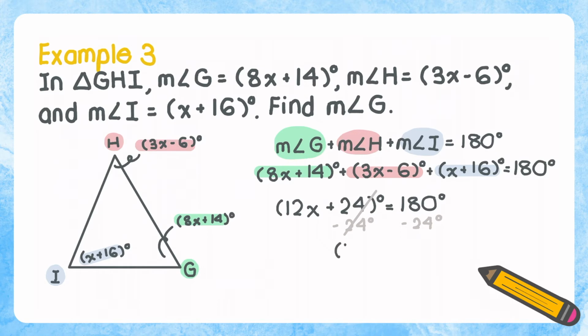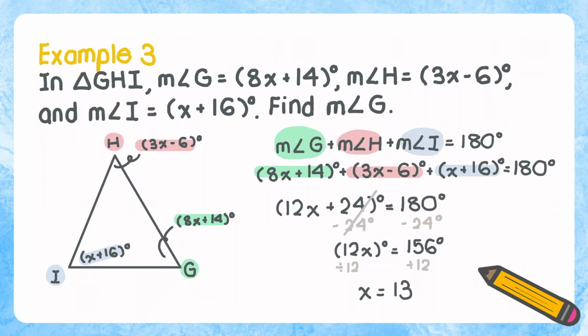and we're left with 12x degrees equals, let's see, 180 minus 24 equals 156 degrees. Divide both sides by 12, and we find that x equals 13.